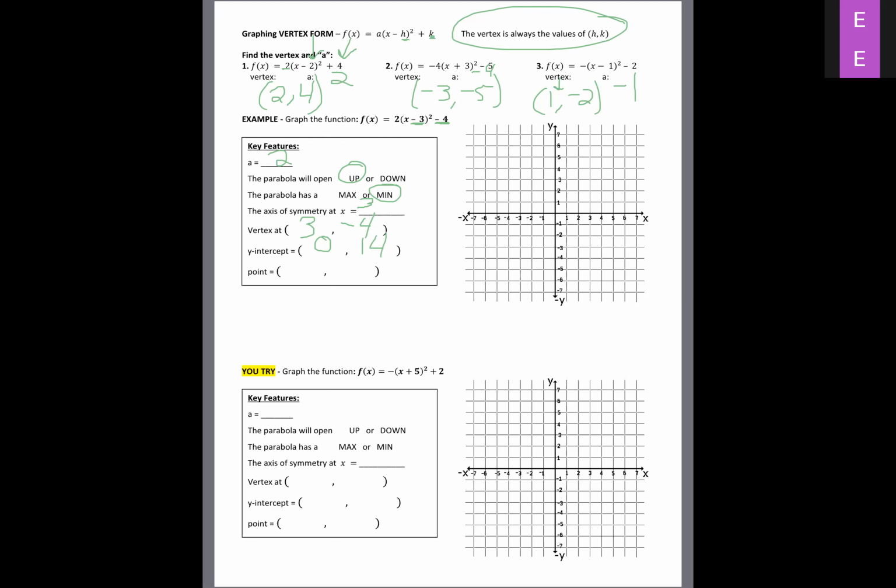Yep, don't know what you're talking about. I don't know, they just want you to pick a number and plug it in.